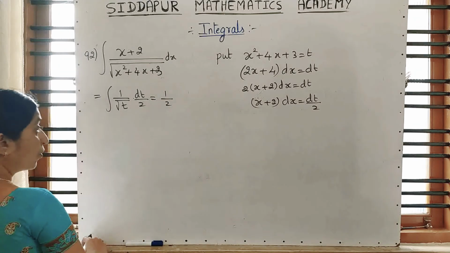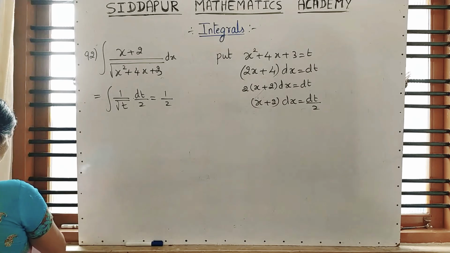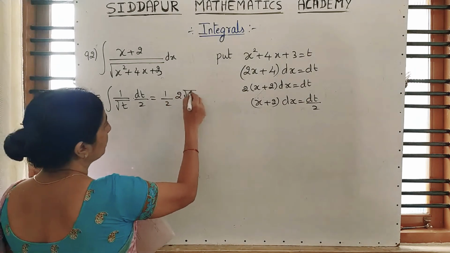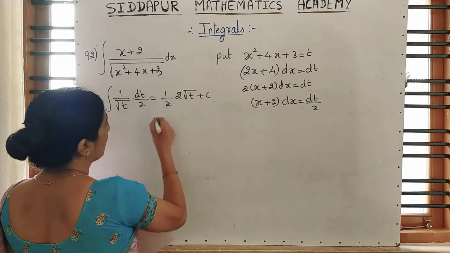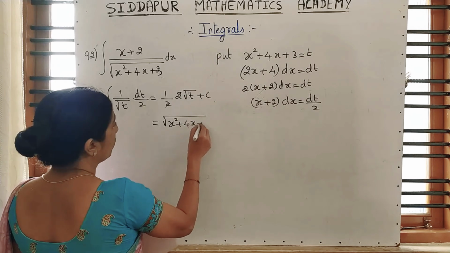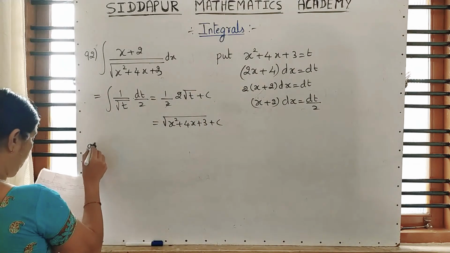Have you remembered what is the integration of 1 by root x? The integration of 1 by root x is 2 root x. Here in place of x we have a t. Write down that t value. Because the problem started with x, the answer should be in the form of x only.